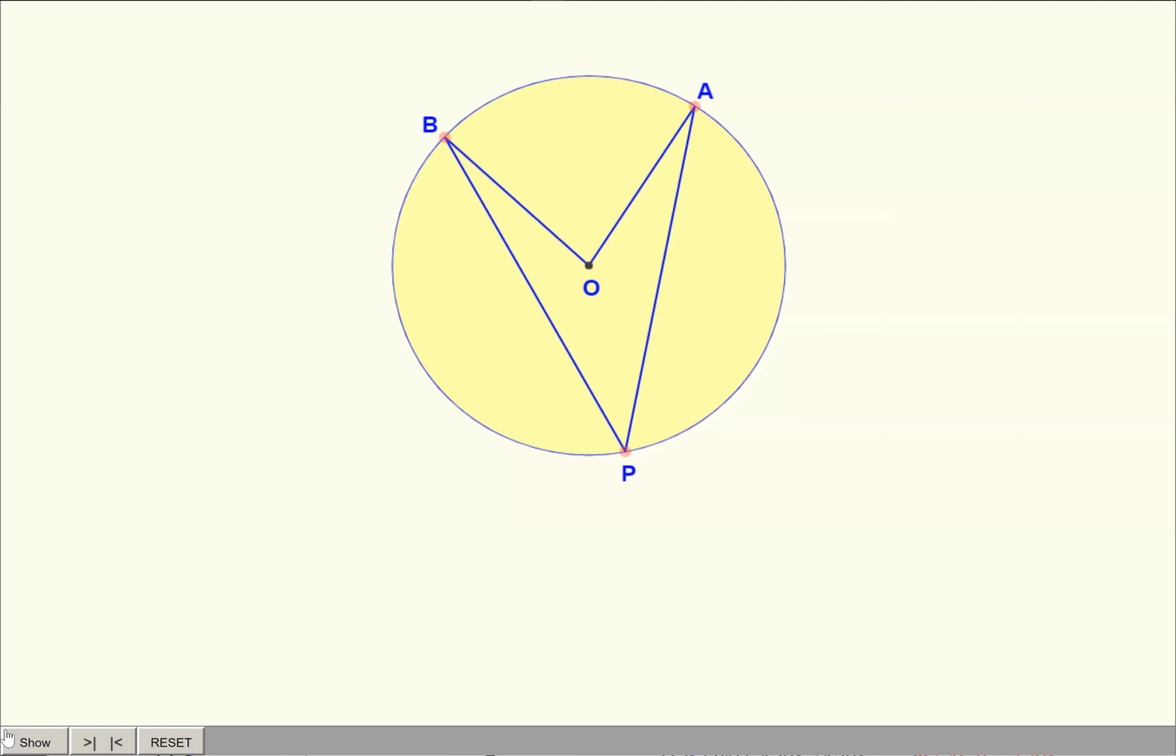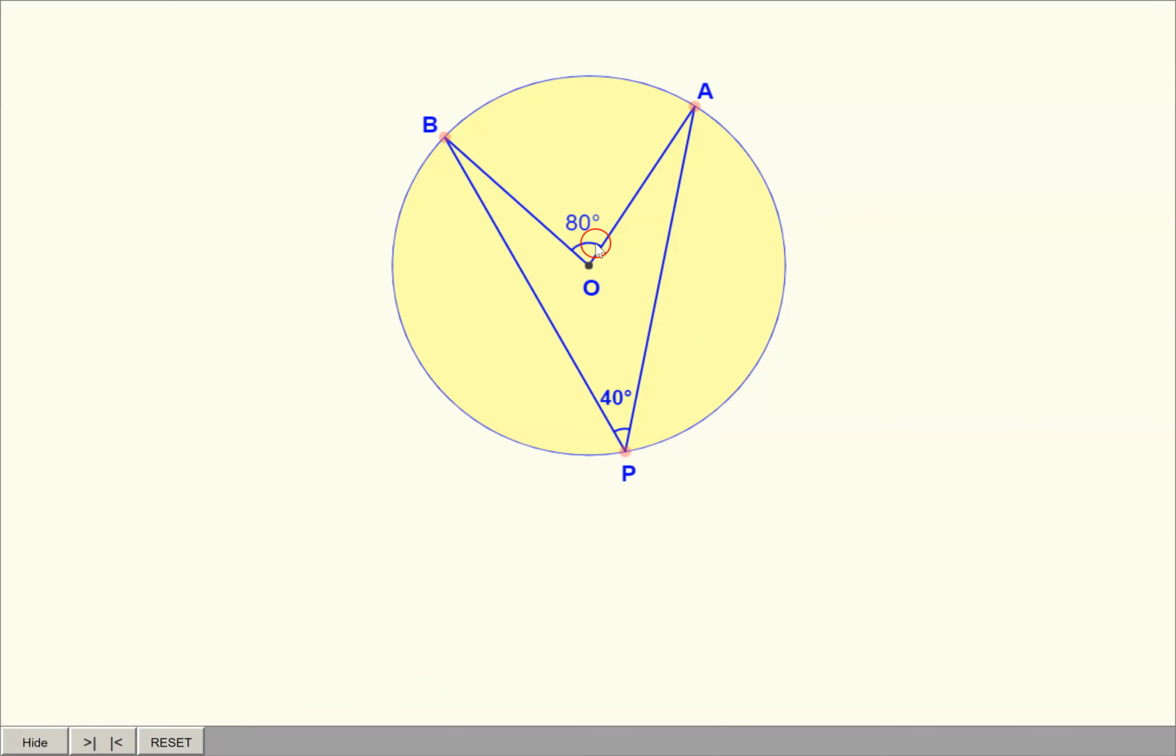So on this diagram right here, I have a circle, and this circle has both a central angle and an inscribed angle, and both of these intercept the same arc. Arc BA is the arc that is intercepted by both of these angles. And what we want to look at is what's the relationship between these.